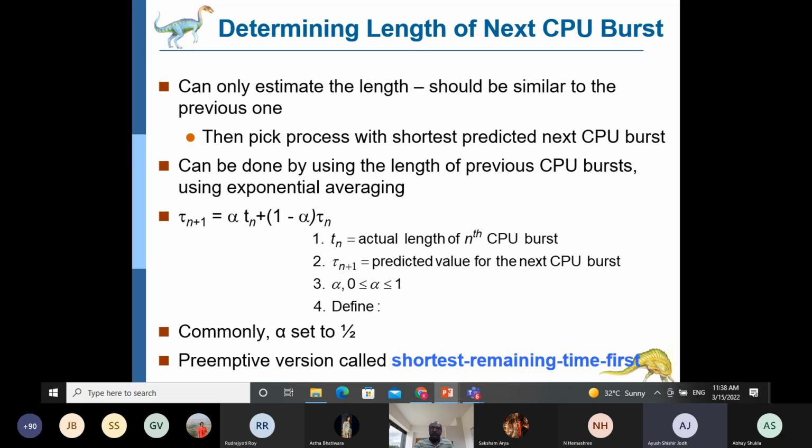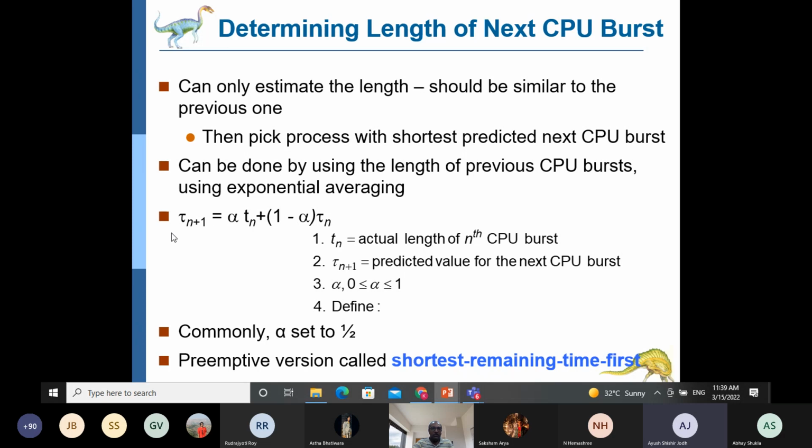For estimating the CPU burst, the initial estimate may go wrong, but afterwards, by observing the history, you can predict. That means from the previous observations, you can predict the current CPU burst, right? For that, you can use exponential averaging. You can see this relation: tau of n plus 1 equals alpha into t n plus 1 minus alpha into tau n.